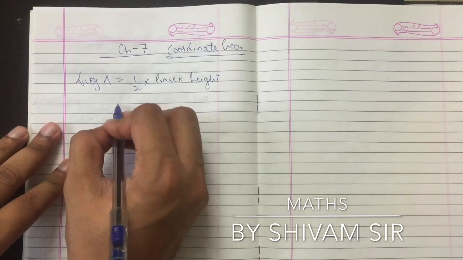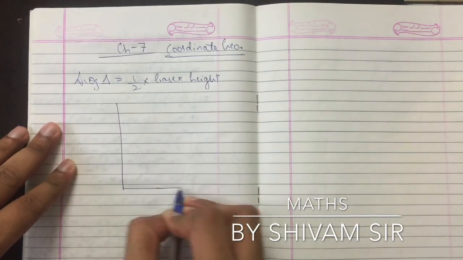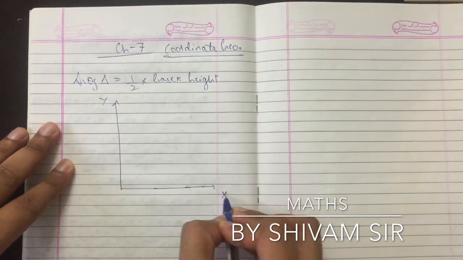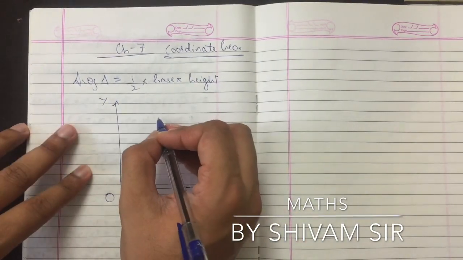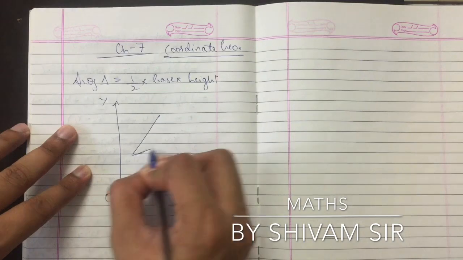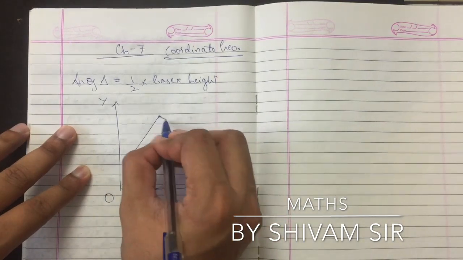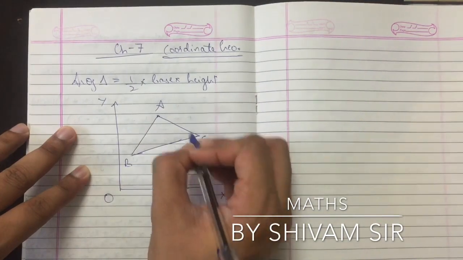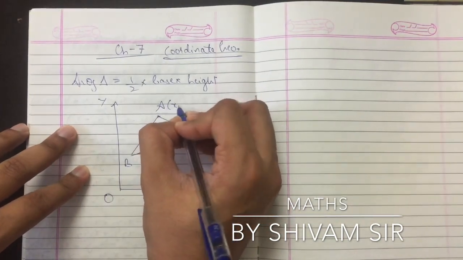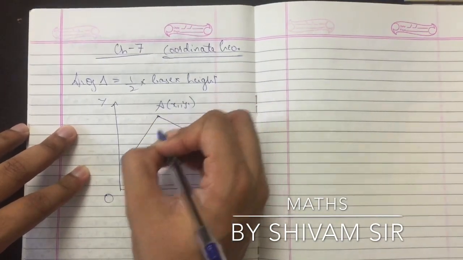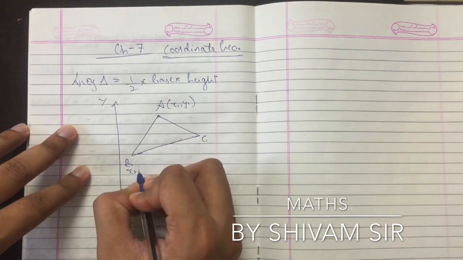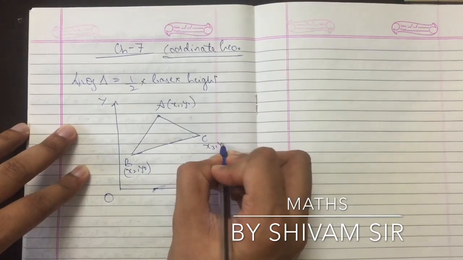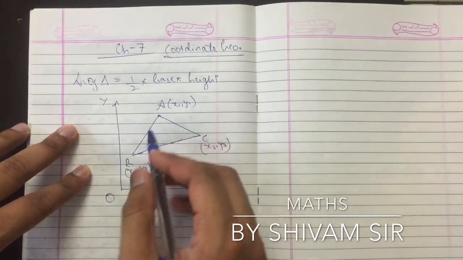So let us suppose a triangle is there. Let this be the y-axis, this be the x-axis, this is the origin. So a triangle is there, let this be the triangle ABC. Coordinate of A is x1, y1. Coordinate of B is x2, y2. Coordinate of C is x3, y3. So these are the coordinates.